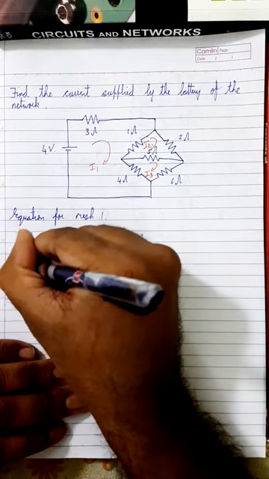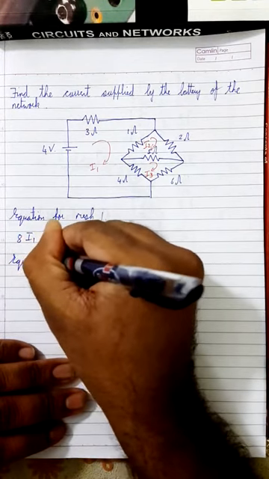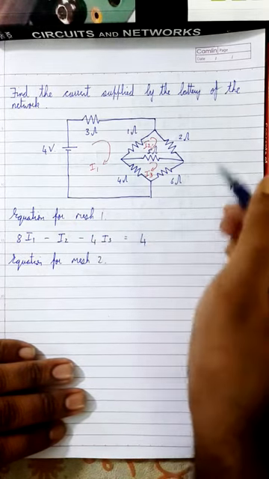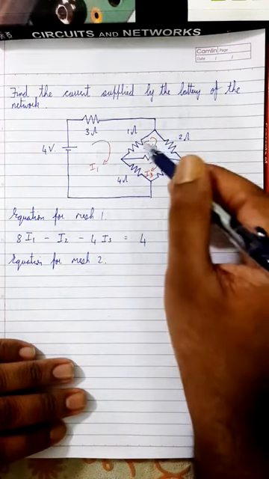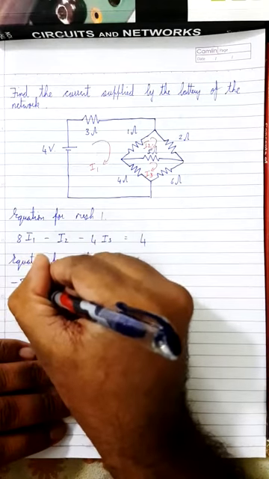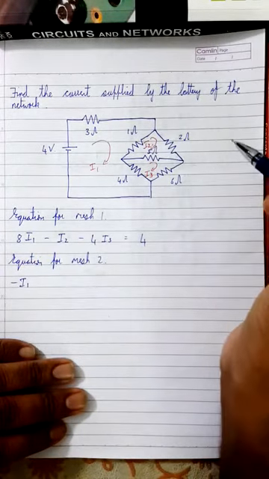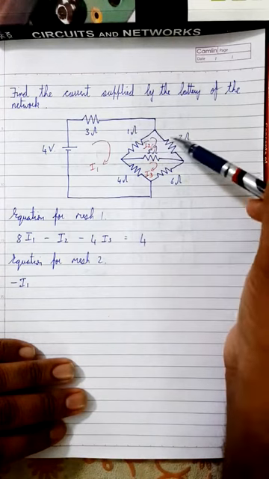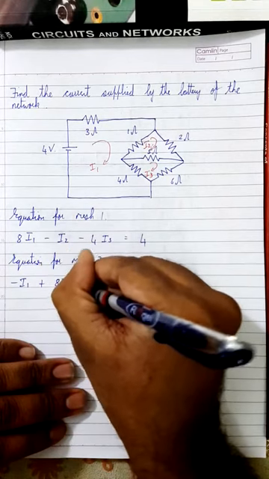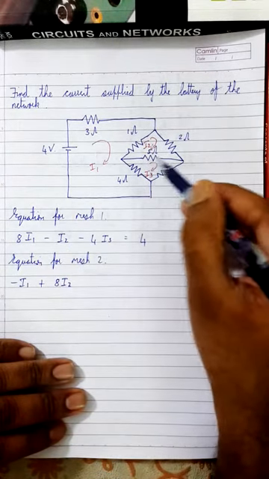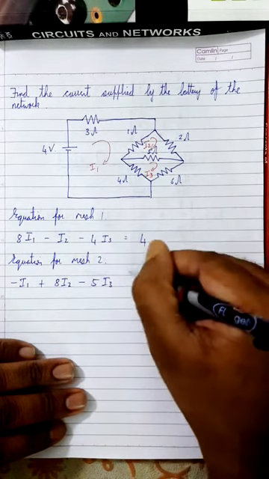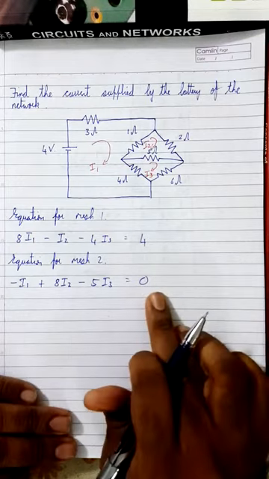Now the equation for mesh 2. Here in mesh 2, current I1 is flowing over here, so it will become minus I1. This is mesh 2, so I2 is considered positive, and I2 touches 1 ohm, 2 ohm and 5 ohm. So 1 plus 2 is 3, 3 plus 5 is 8. So it will become plus 8 I2, and I3 touches only this 5 ohm resistor, so it will become minus 5 I3 is equal to 0. This is the equation for mesh 2.